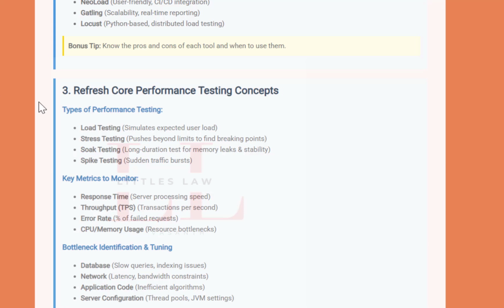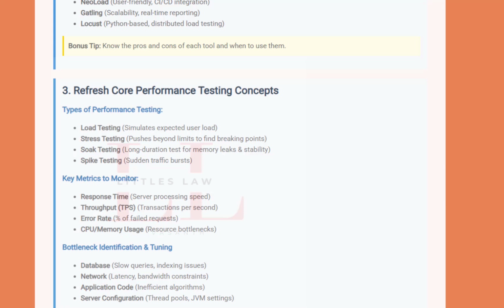And the next part is the key metrics to monitor, starting with response time, which tells how fast the server is processing requests. And then we have throughput, mainly TPS, the transactions per second handled by the system.